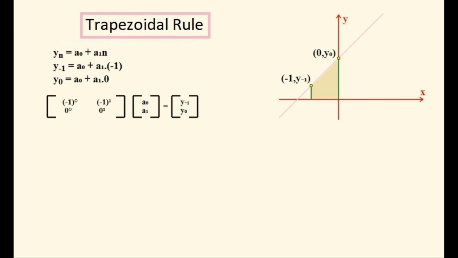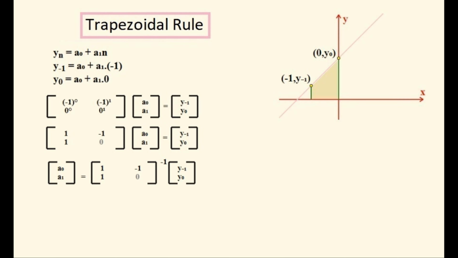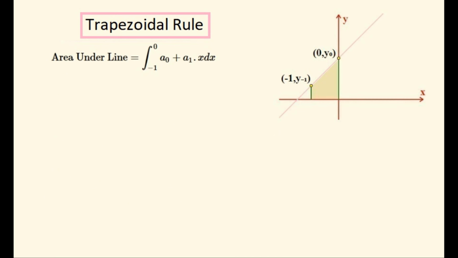And we can rewrite these last two equations as this one matrix equation. And evaluating the elements of this matrix gives us this matrix. And so now we're calculating the coefficients in terms of the heights. And inverting this matrix gives us this matrix. And now to calculate the shaded area under this line using this integral.